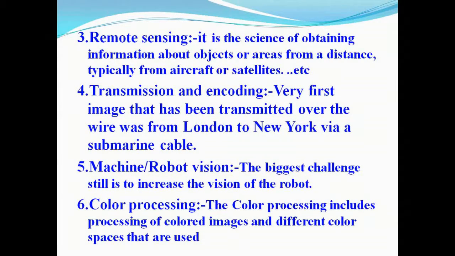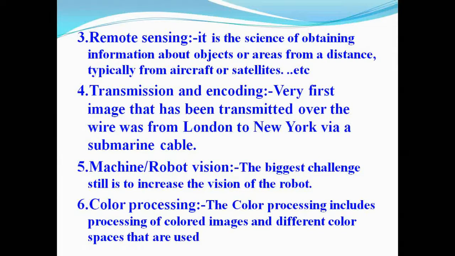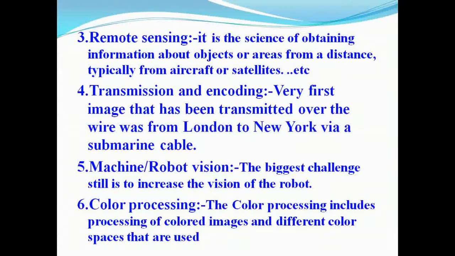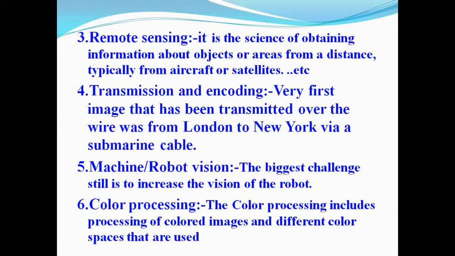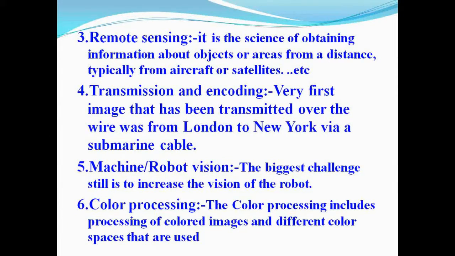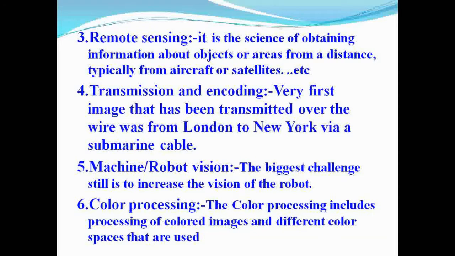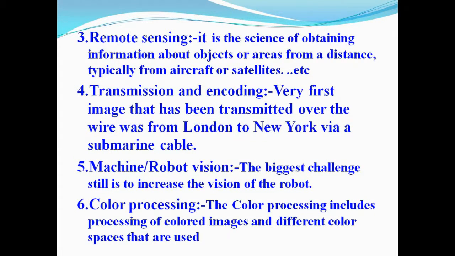a remote sensing mechanism. Next, we have another mechanism called transmission and encoding. Transmission is nothing but transmitting your images from one location to another location, maybe through wire or through a wireless mechanism. The very first image that was transmitted over wire was from London to New York via submarine cable.